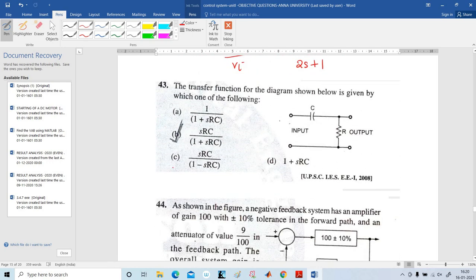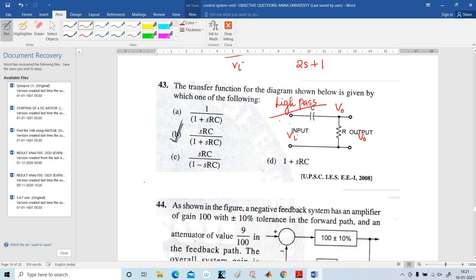Next problem: the transfer function for the diagram shown below is given by which one of the following? So C and R, this is the high pass filter. Previously we have seen the low pass filter. This is the high pass filter. Here also I am going to apply the values. Here the output is V0 and the input is Vi.